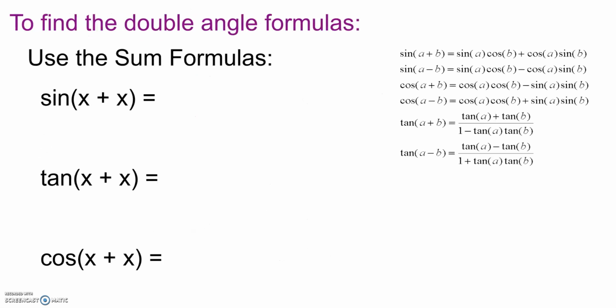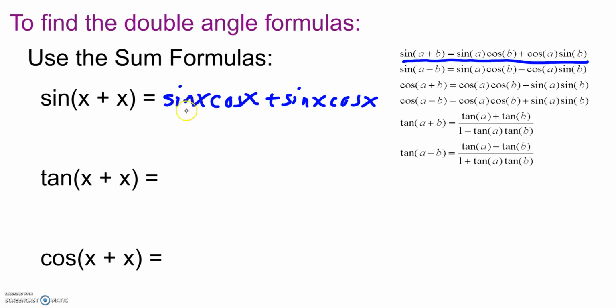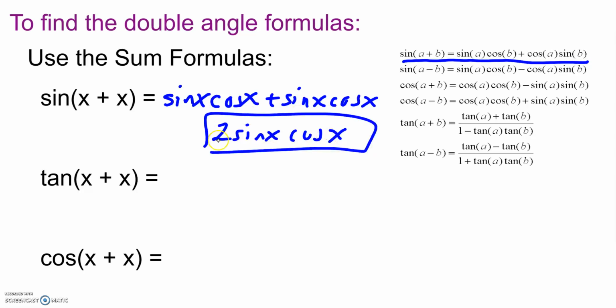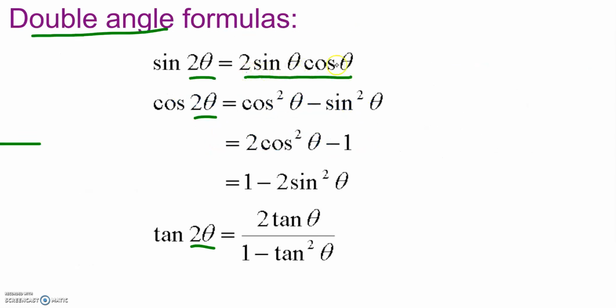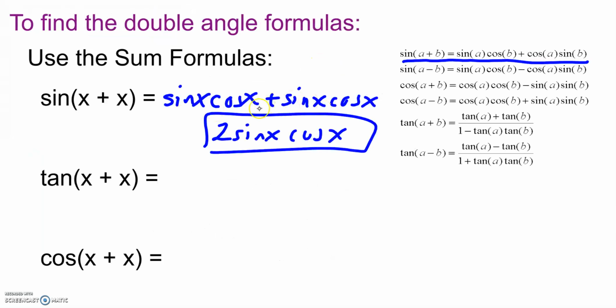So if I start with sine of x plus x, the double angle formulas, if you think about it, 2 times an angle is the same as the angle plus the same angle. So if I use this idea here, that sine of x plus x would have to be sine of x, cosine of the second angle, which is also x, plus sine of the other angle, which in this case is x, and then cosine of x. If I have sine x cosine x plus another sine x cosine x, that means that there are 2 of them, 2 sine x, cosine x. So we have proven this identity, 2 sine theta cosine of theta, comes from this idea.